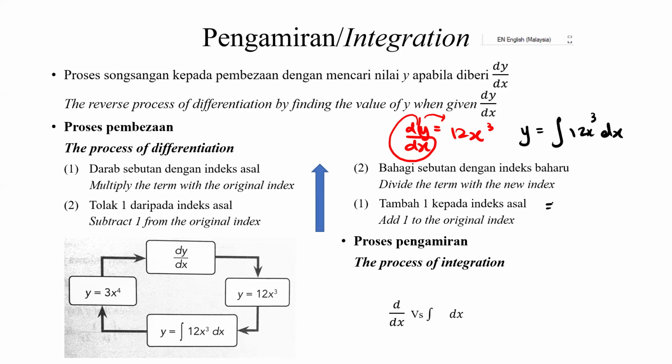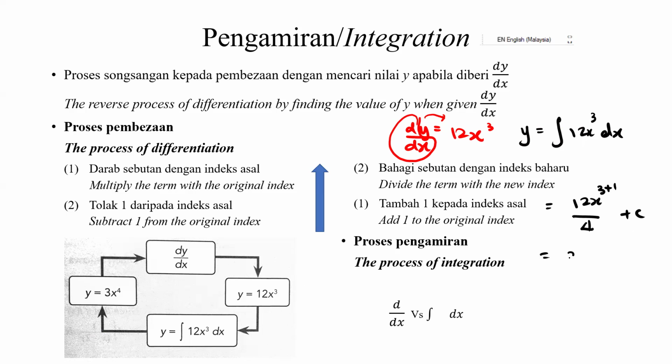Okay, so integration very easy. Copy exactly the same. Then you plus 1 to the power. You divide the whole thing with the new power. And then plus c. Why plus c? Because the constant after you differentiate is 0. So you won't see here, but there may be a constant at the back.